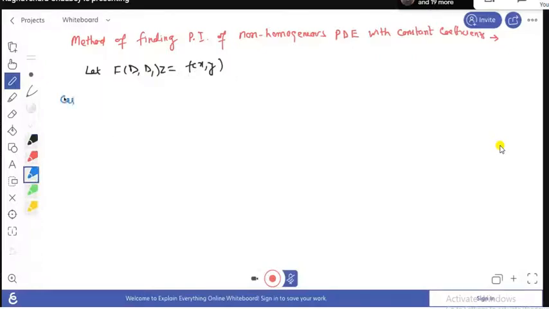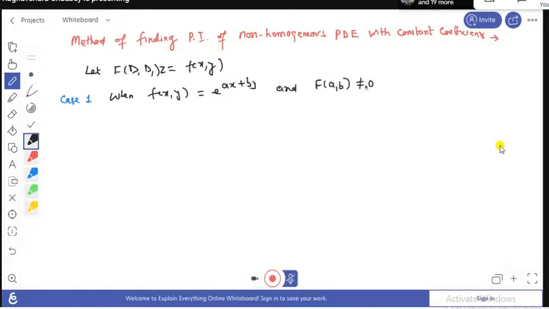So here, case 1 is when this function is of exponential type and f(a,b) is not equal to 0, then the particular integral we can write 1 upon f(D,D1) that equals e to the power ax plus by. Okay, so I think ये तो हमने करा ही दिया था. 1 upon f(a,b) e to the power ax plus by.